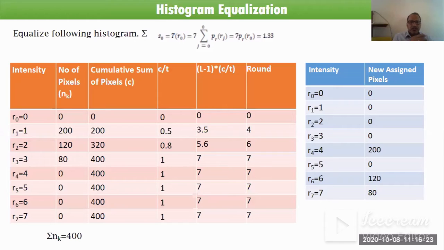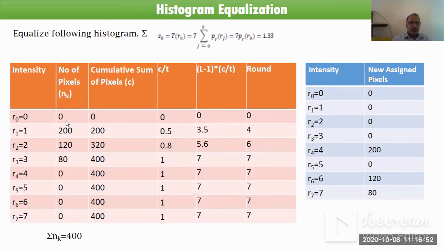Okay. So in histogram equalization, you are given the intensity values and the number of pixels. Next you have to count all these pixels, the summation of all these pixels. In this example, it will be 400. Then we have to do the cumulative sum technique. Cumulative sum means the sum of the previous and current value.